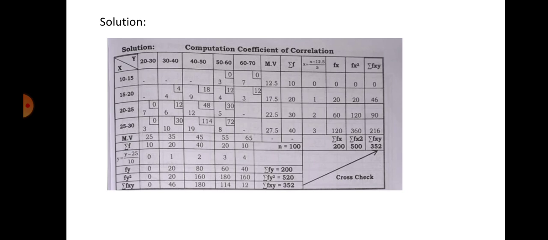Second row, Fxy cell frequencies 0. What is this? 0 into 0 into 1. Correct? Yes, 0 into 1, which is 0. Here the second frequency, which is 4 into 1 into 4 into 1 into 1, which is 4. Next frequency is 9 into 2 into 1.